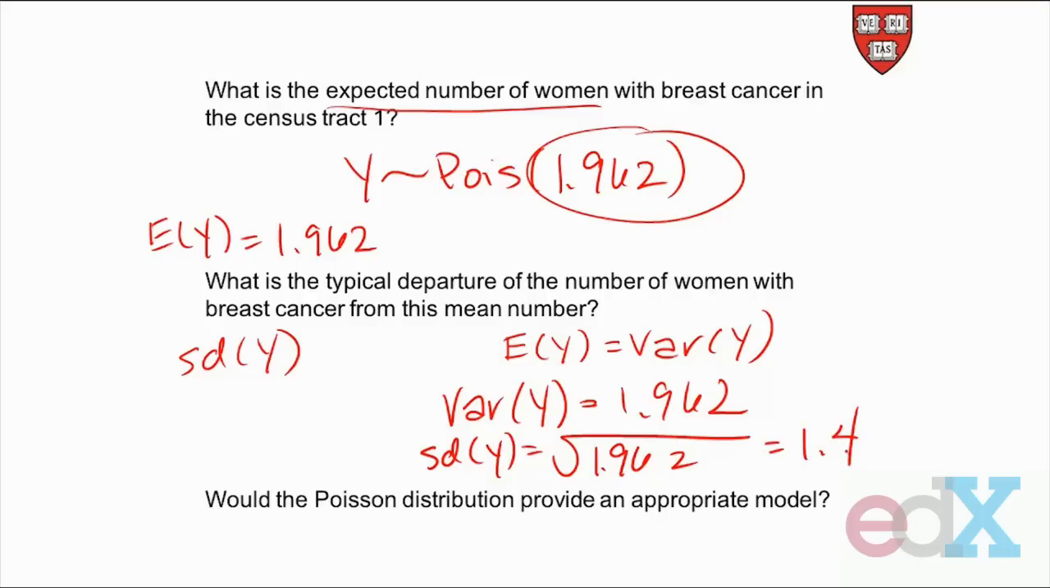The next question asks, would the Poisson distribution provide an appropriate model for these data? We know that the Poisson distribution is usually used with count data. It's usually a reasonable distribution to use. However, we can't really assess whether the Poisson model fits this data well without more data on the census tract. So given that we have count data, it's probably going to be okay. But in practice, we use more rigorous model diagnostics to assess whether the Poisson distribution provides a good fit.